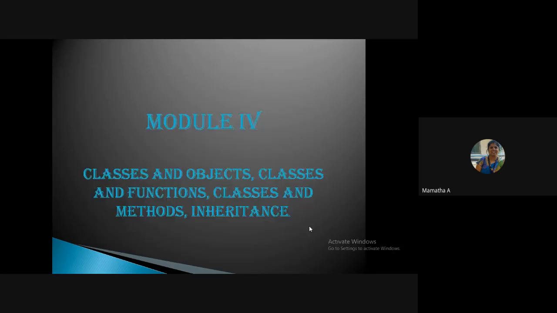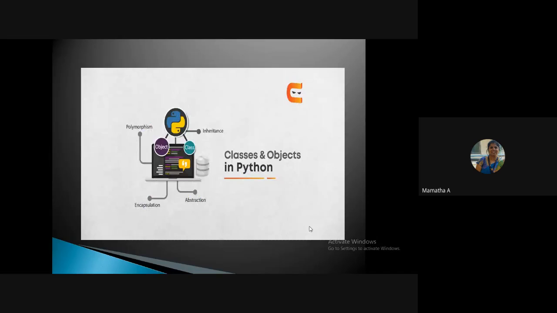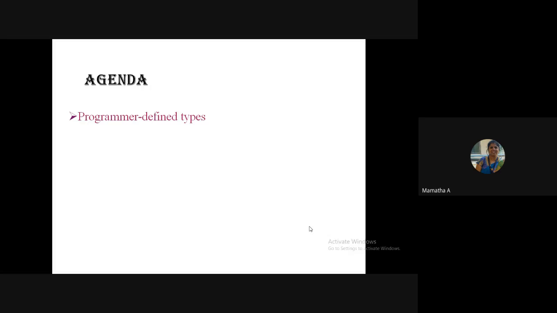So today's class, I'm dealing with what exactly a class is and what exactly an object is, how you create it, how you use objects in Python. The agenda of today's class is how you create programmer-defined types. As you all know, how do you define a class, basically? Any idea? You've learned in your previous semesters regarding class objects. How do you define a class?